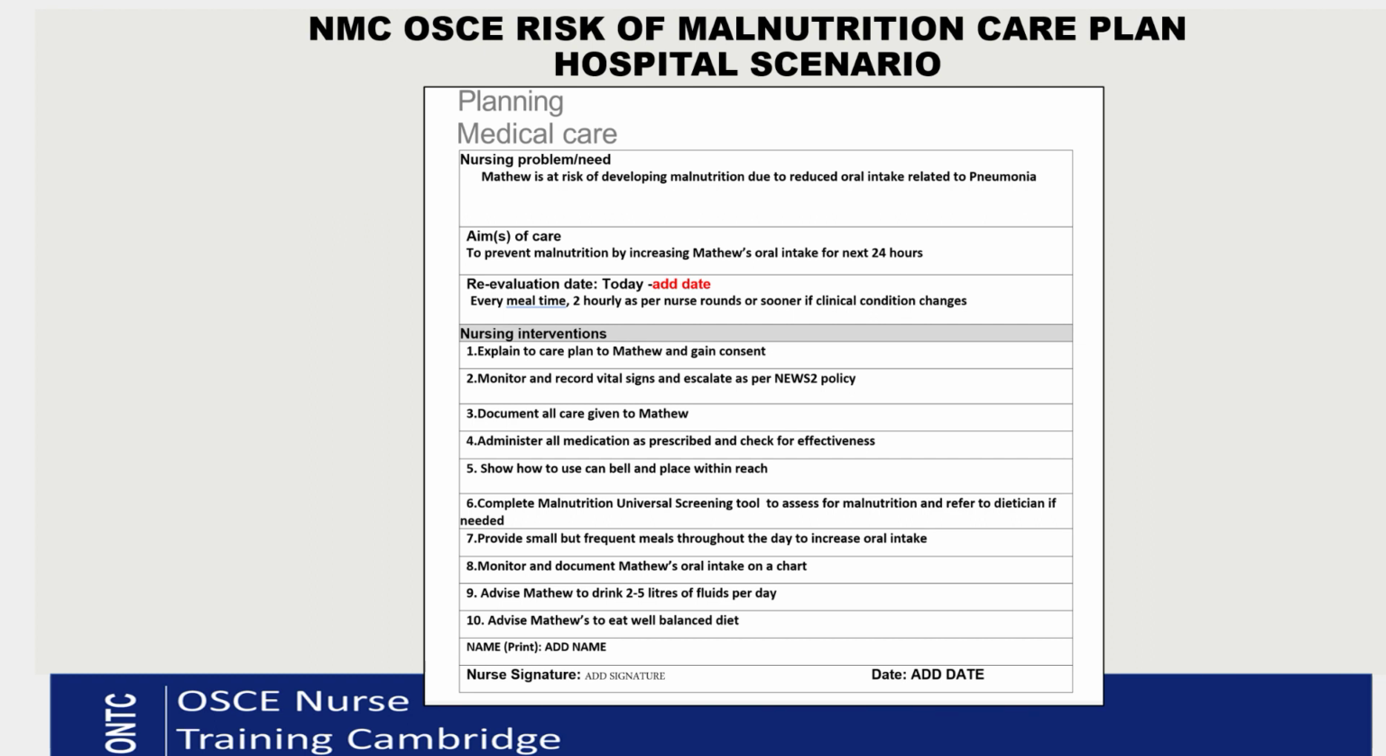Number 6 will be, because we're talking about risk of malnutrition, we need to be objective and use a tool to see if he's at risk of malnutrition. So our plan will be to complete the Malnutrition Universal Screening Tool to assess for malnutrition, and then we will complete that on admission and then review it weekly.